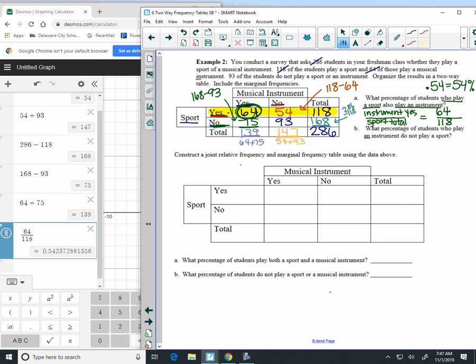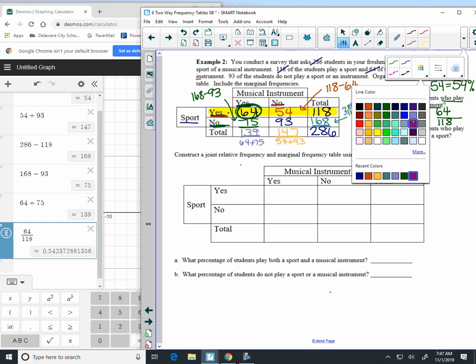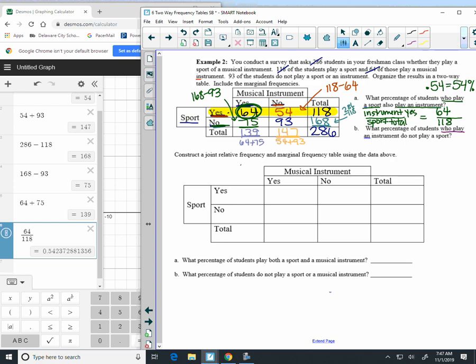What percentage of students who play an instrument? Okay, so now we're looking at our instrument total. Do not play a sport. Again, that first thing you read is going to be in the bottom of your fraction. Okay, I'm going to highlight here. We're going to be looking at a column. So we're going instrument total. So we're going yes to musical instrument.